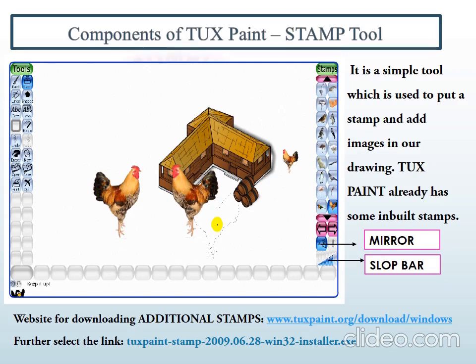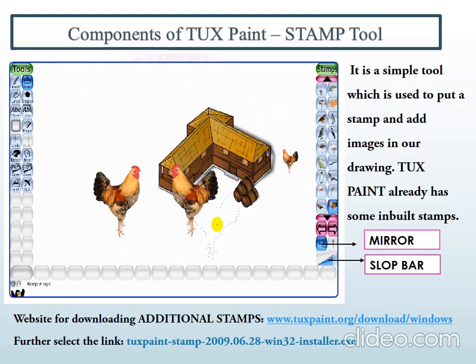So you can click onto the stamp tool and place it wherever you want it. There are two components called mirror effect and slope bar. Slope bar, what does a slope bar do? It adjusts the decrease and increase size of the stamp. Using the slope bar, you can increase or decrease the size of the stamps, whichever you are using.